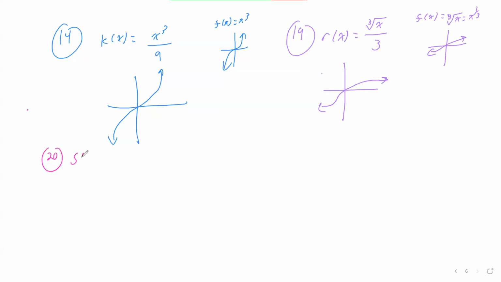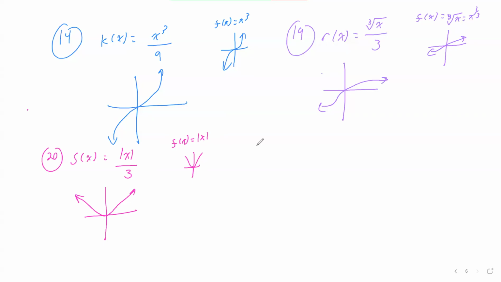So number 20 is s of x equals the absolute value of x over 3. So again, this comes from that parent function we just discussed with the absolute value function, which we know looks like this. And because it's divided by 3, it's probably not going to shoot up as fast. It's probably going to be a little bit more open.